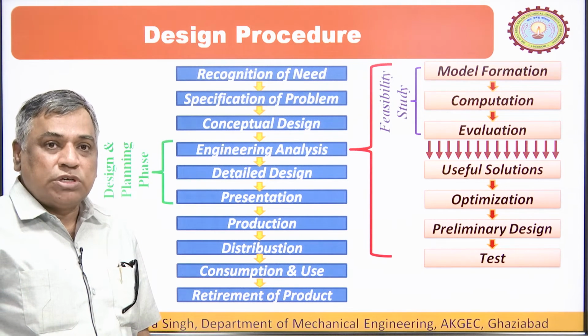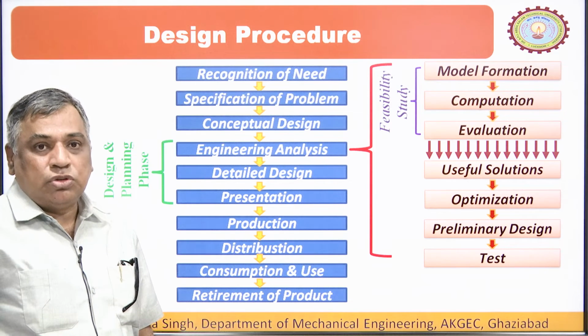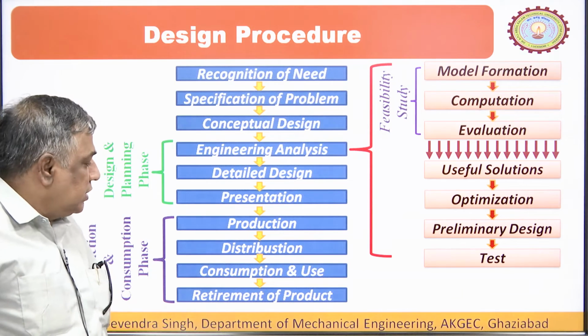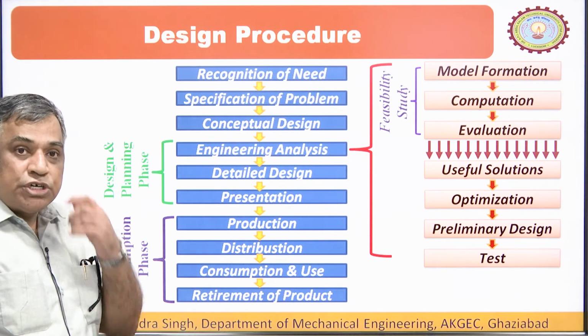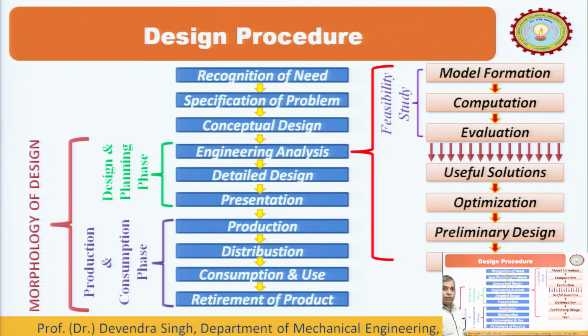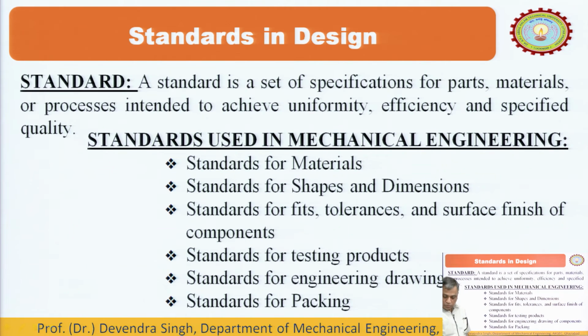Recognition starts from recognition of need to the retirement of the product, and from the engineering analysis, and this last production, distribution, consumption and use and retirement of the product, this is called the production and consumption phase. And now the chronological vertical structure, vertical construction from engineering analysis to retirement, these stages together are called the morphology of design.